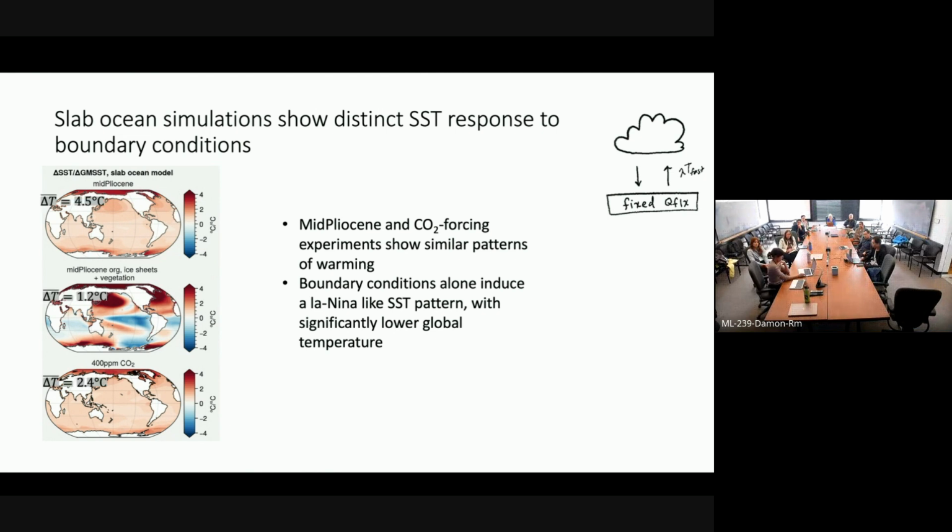Interestingly, this results in pretty globally damped warming from the boundary conditions in these slab ocean simulations. Sorry, it's a bit difficult to see, but the boundary conditions are only giving us 1.2 degrees of warming, even though the full mid-Pliocene is around 4.5 degrees of warming. And these are not additive here. That 1.2 and 2.5 degrees aren't giving us the total warming of the Pliocene, which suggests that there are different feedbacks at play between the non-CO2 and the CO2 forcing, if that makes sense.